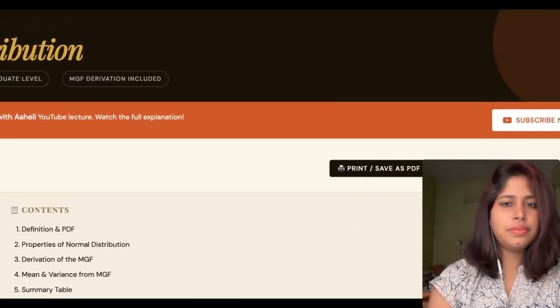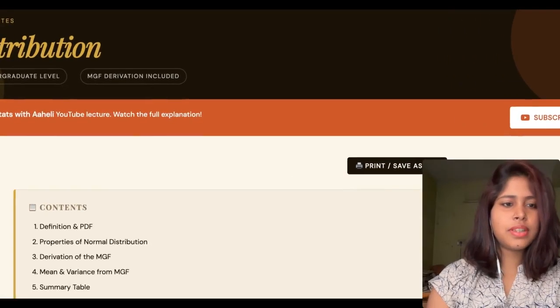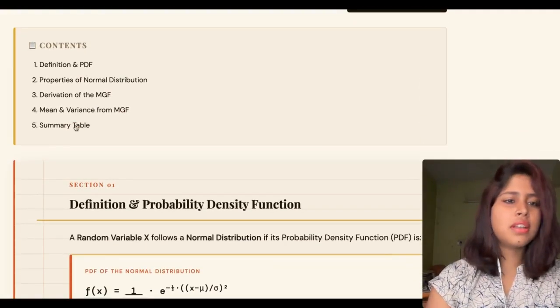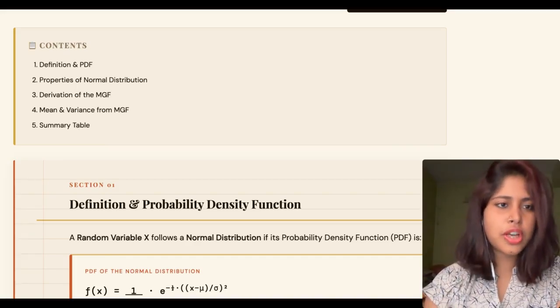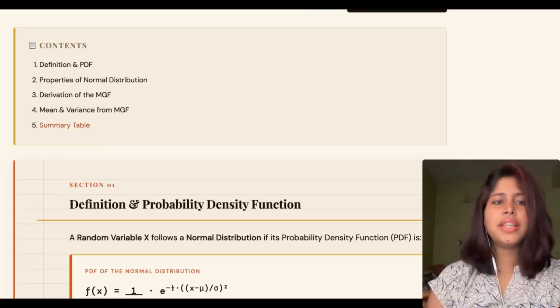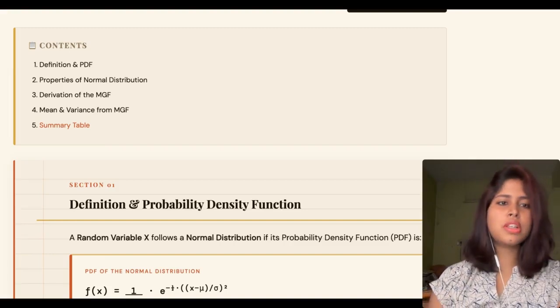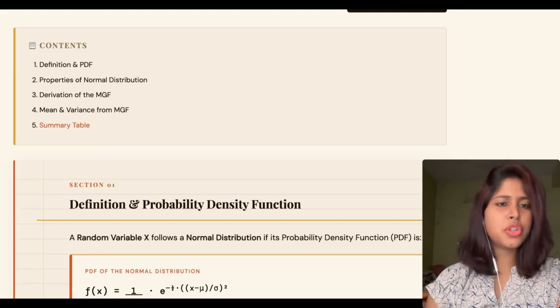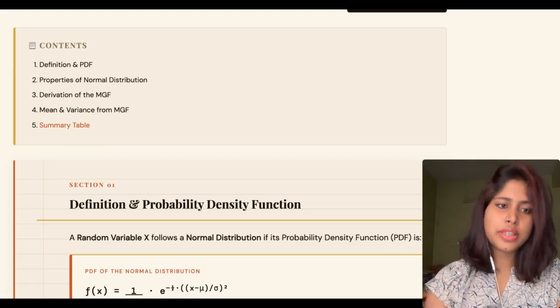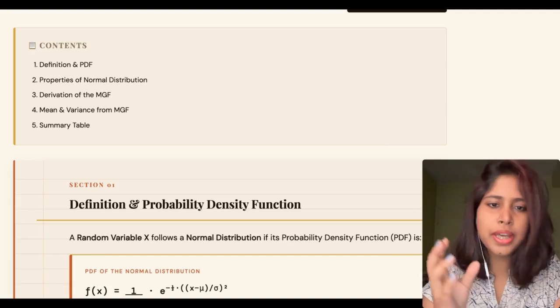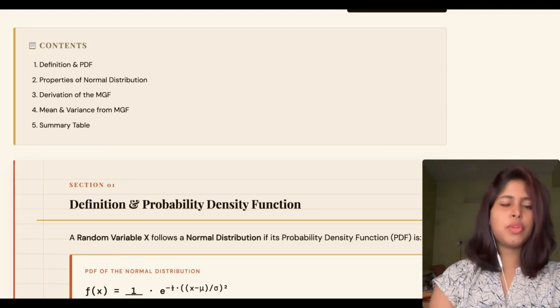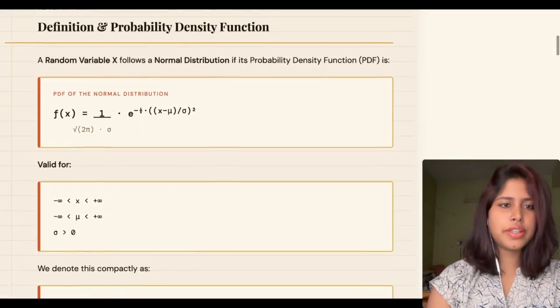Now, coming here, see, this is the contents that we are going to do today in our class. That is, first we are going to start with the definition and the PDF. Then we'll come to properties of normal distribution. Then we will do derivation of the MGF. Then we will derive the mean and variance from the MGF. And then I will just make a small summary of what we have learned. Okay. Now coming to the first section.